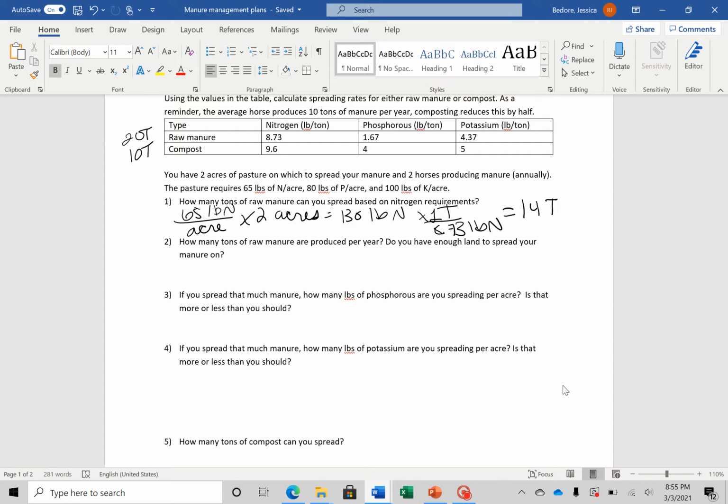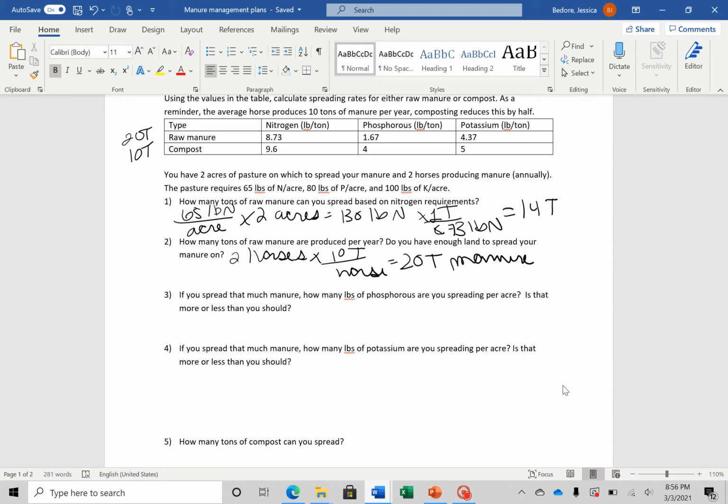So how many tons of raw manure are produced every year? Well, you have 2 horses, and they produce 10 tons per horse. So that equals 20 tons of manure. So if you produce 20 tons, but you can only spread 14, do you have enough land to spread manure on? You have 20, you can only get rid of 14. So that means there's 5 to 6, depending on how you rounded, left over that you cannot spread on your land.